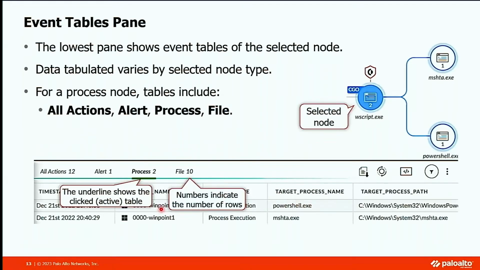And then we have down the bottom, the selected node's event table. By selecting the process node over here, wscript.exe, we see what actions were performed by wscript. If we click on PowerShell, what were the actions performed by PowerShell? I think you got the idea.